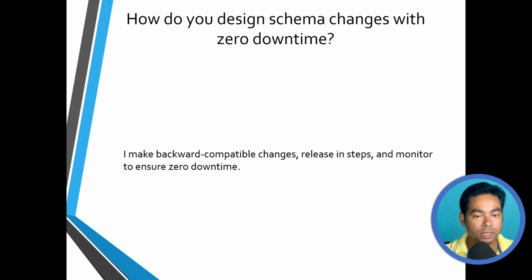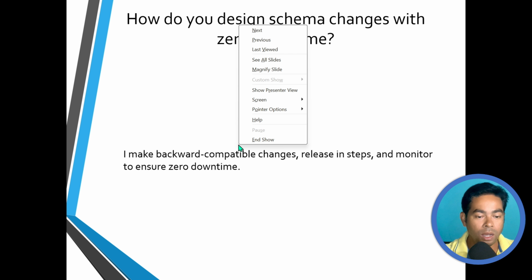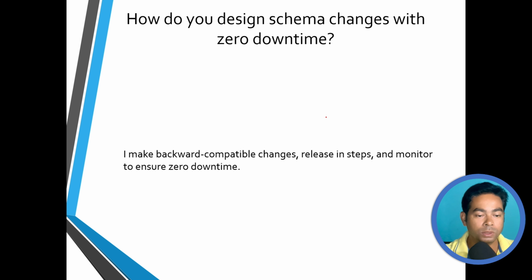How do you design schema changes with zero downtime? Here the requirement is that there will be a schema change in your database, and you want to apply that change without bringing your application down. So how will you do it? You will use backward compatible changes, then apply the fix, then monitor the changes.